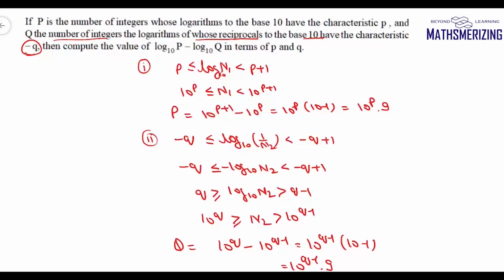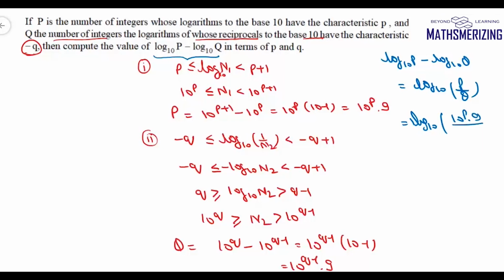Now we'll need to find the value of log p minus log q. So log p minus log q, I can write it as log p by q. So there'll be log, and p is 10 to the power p into 9, and this is 10 to the power q minus 1 into 9.